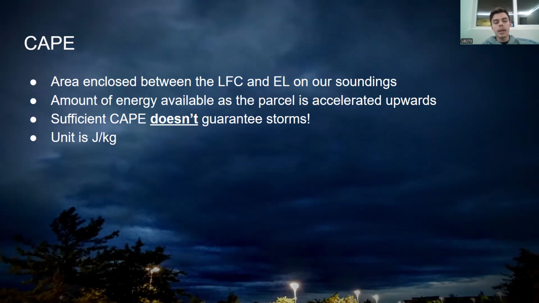Now, keep in mind that it stands for convective available potential energy. It is potential energy, so it's important to note that sufficient CAPE is not going to guarantee that we'll have storms. And the unit of CAPE is joules per kilogram.